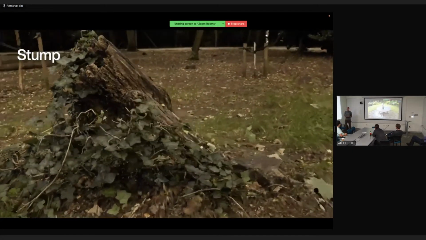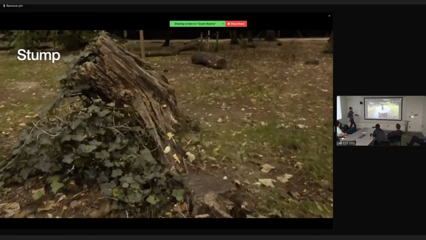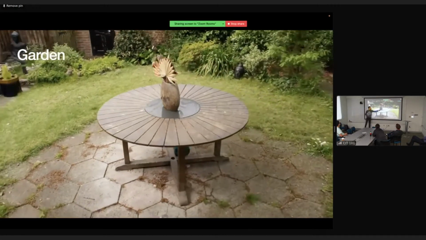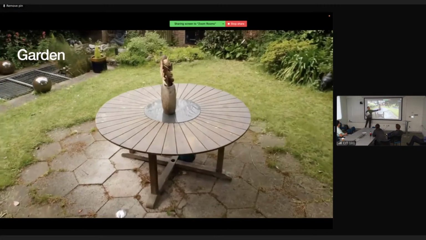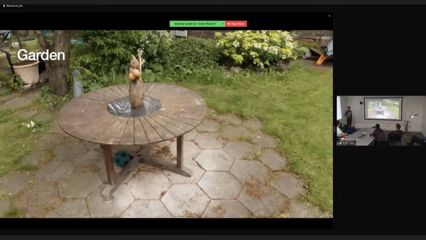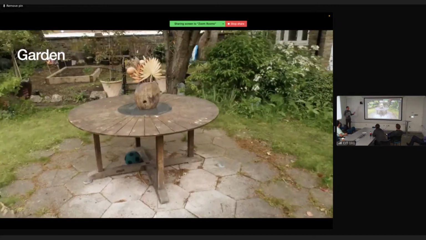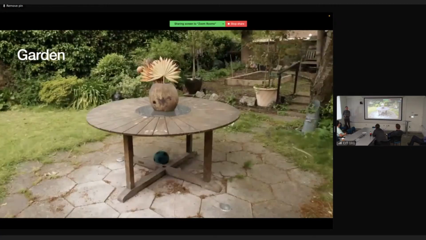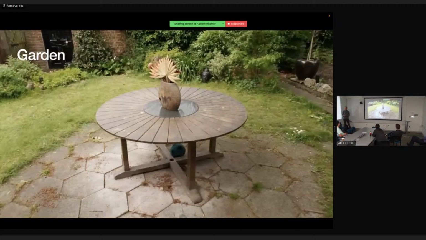And here we have the NeRF garden scene. Here you can see, if you were hoping to do PBR materials, this is cheating. Not gonna work out so well. But for many parts of the scene it's pretty good. So yeah, this is the garden scene.